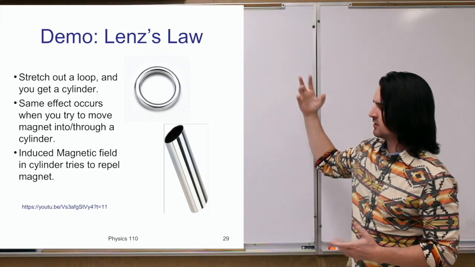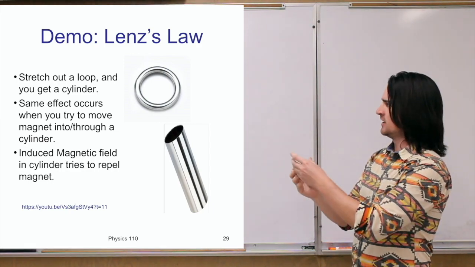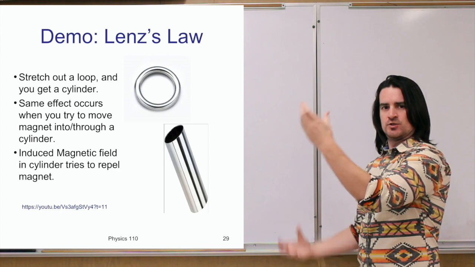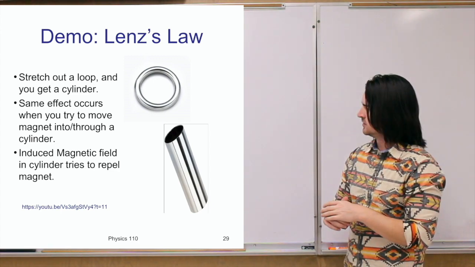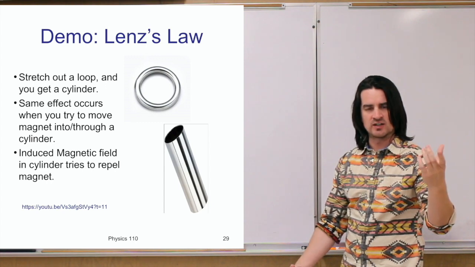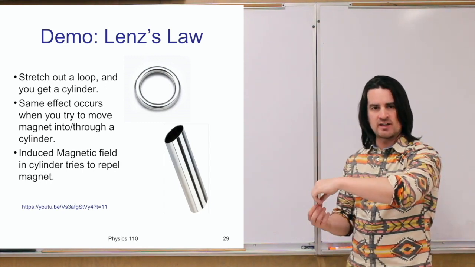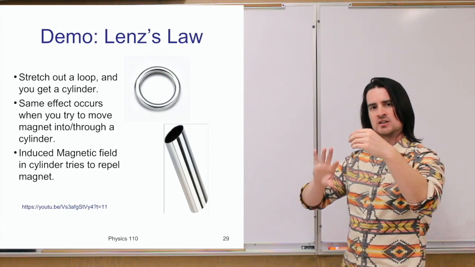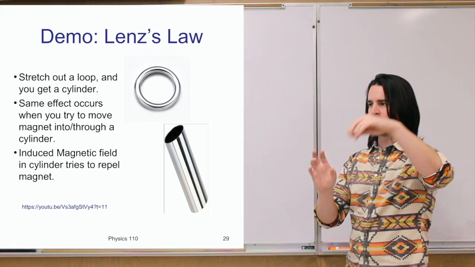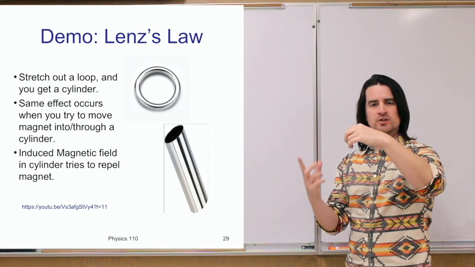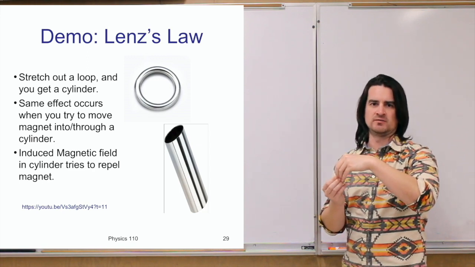Right, so you take the loop idea, that loop, and just elongate that loop. Imagine stretching that loop out, we get the cylinder. The cylinder is essentially just an elongated loop. So the same effect's going to happen. If I try to push a magnet into that cylinder, the cylinder is going to get that changing magnetic field through the cylinder. It's going to induce a current to flow. That current's going to create its own magnetic field that's going to oppose the movement of that magnet.